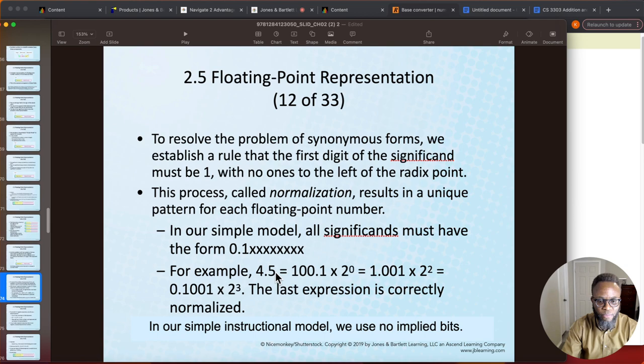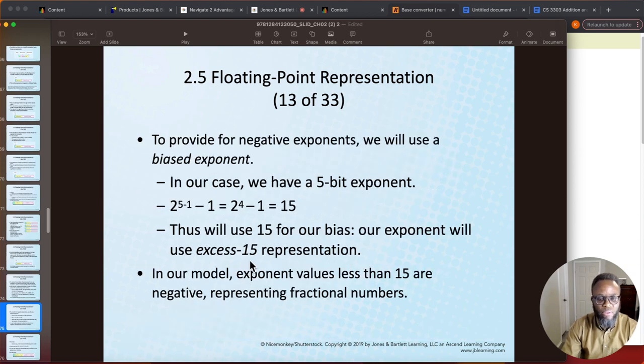So if you take this one, 45 can be represented as this in binary, which can be represented as this again. Remember, this is 100.1 times 2 to the power of 0, which can also be represented as 1.001 times 2 to the power of 2. Now, this is the normal form because, remember, the normal form says that all significands must be of this form. Okay, so it's very important. So read through that. If you have any questions, please let me know.